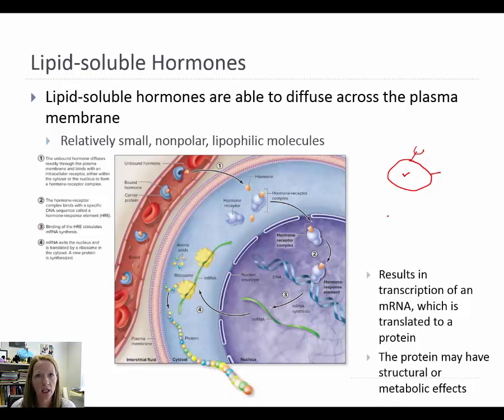It's going to determine its actual effects. So if it's testosterone, and it goes through and interacts with muscle tissue, then it's going to cause it to make more muscle proteins. So that's what I mean by it depends on the hormone and it depends on the target cell what it's going to do. So this is the easy one here, lipid soluble hormones.